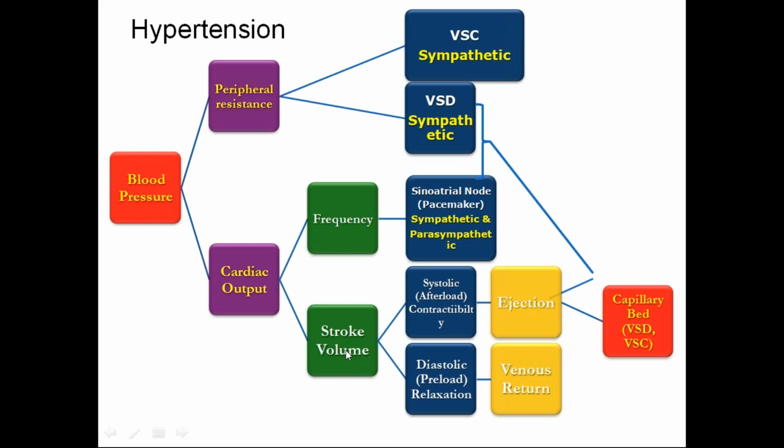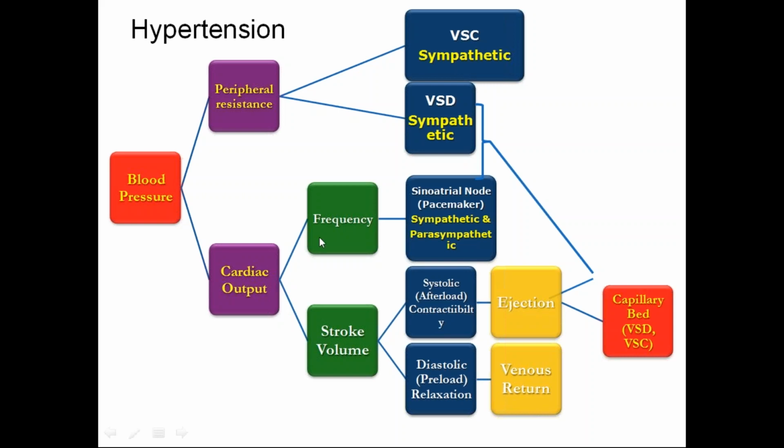So if you have more volume, you have more cardiac output. If you have more cardiac output, you have more blood pressure. If you have less stroke volume, it means less volume of blood, for example, you're losing blood. You have bleeding, hemorrhage. So you don't have enough volume, it goes down. So cardiac output goes down and blood pressure goes down. That is hypotension.